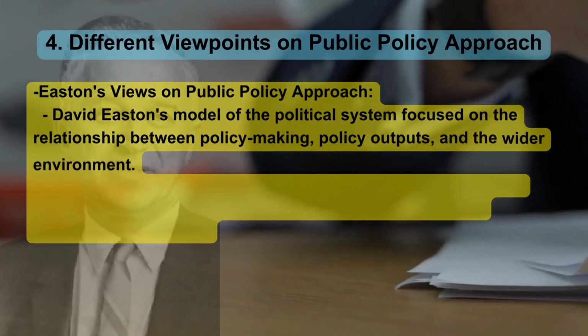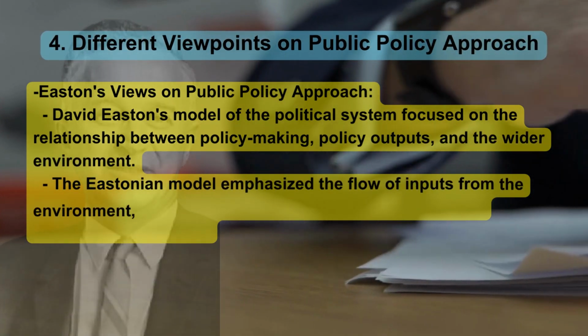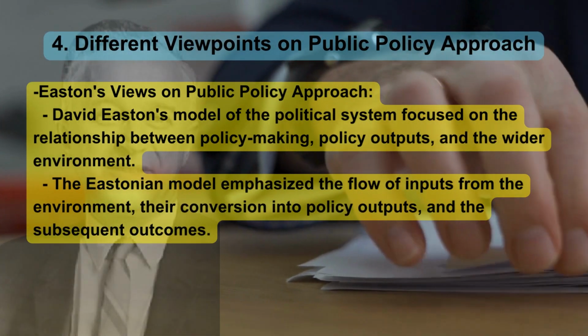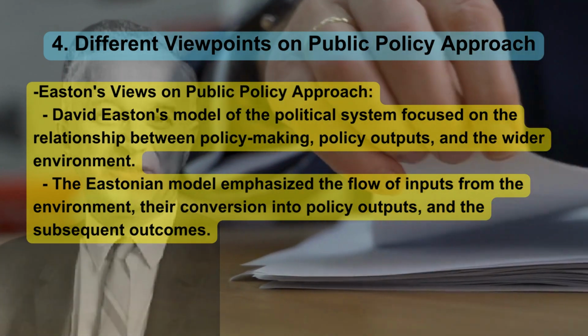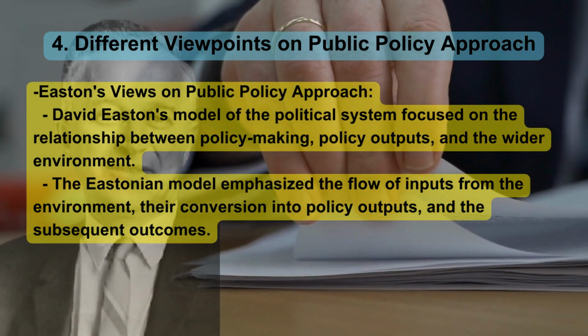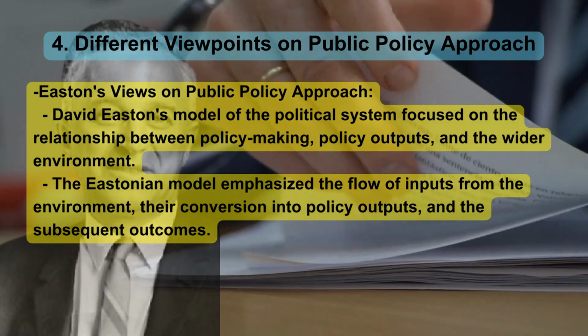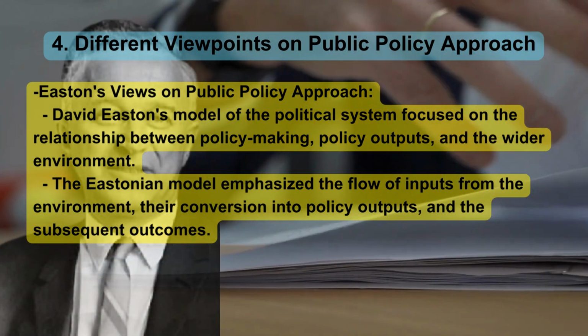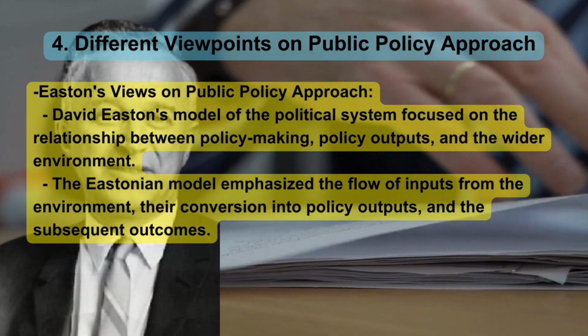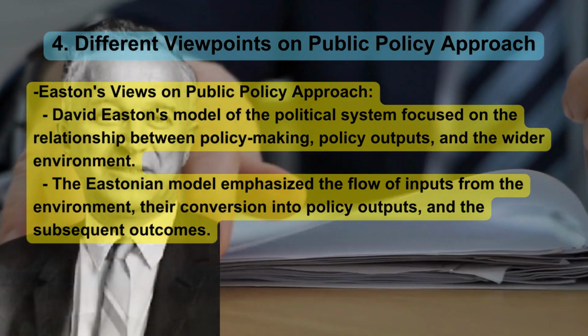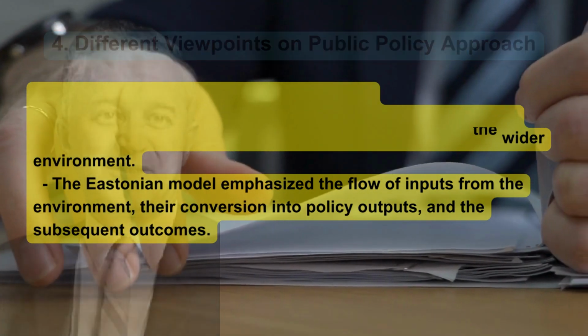Easton's views on public policy approach. David Easton's model of the political system focused on the relationship between policy making, policy outputs, and the wider environment. The Eastonian model emphasized the flow of inputs from the environment, their conversion into policy outputs, and the subsequent outcomes.